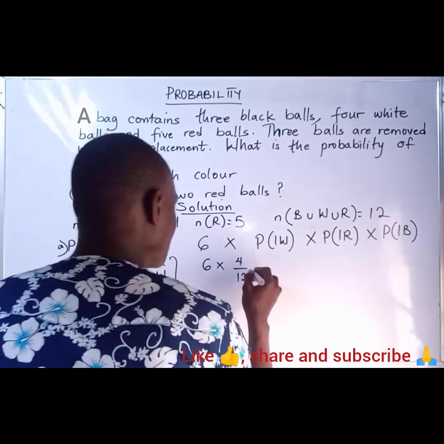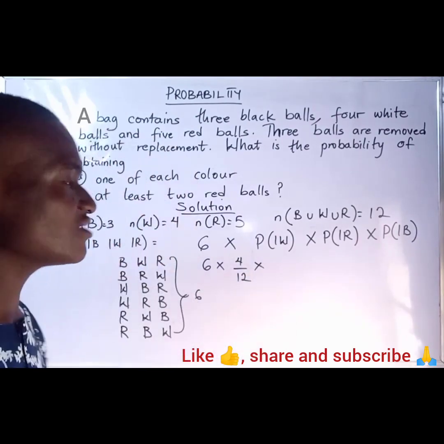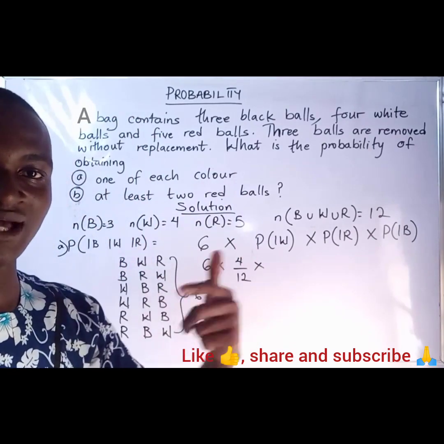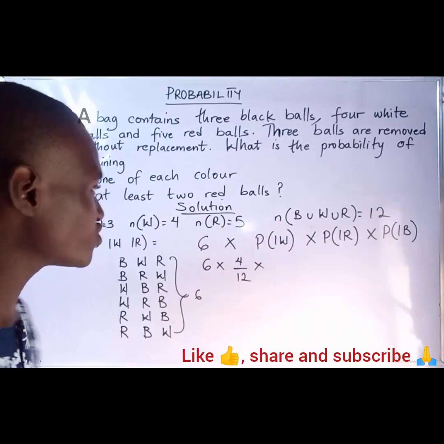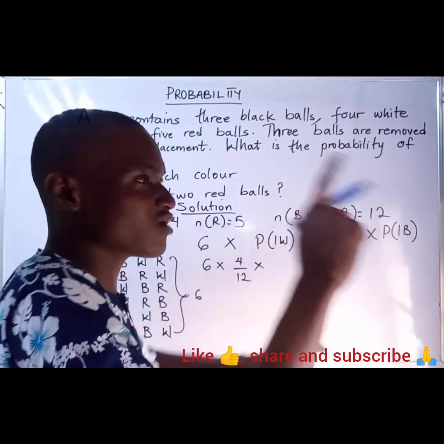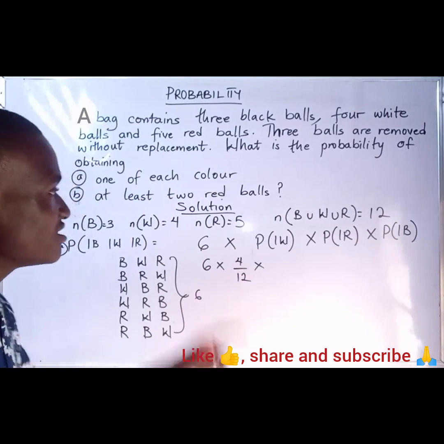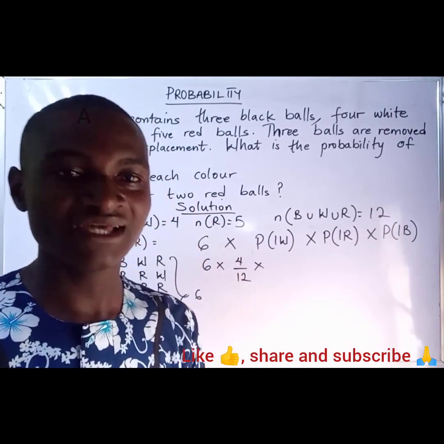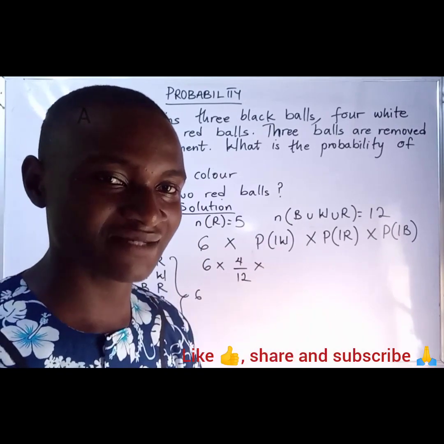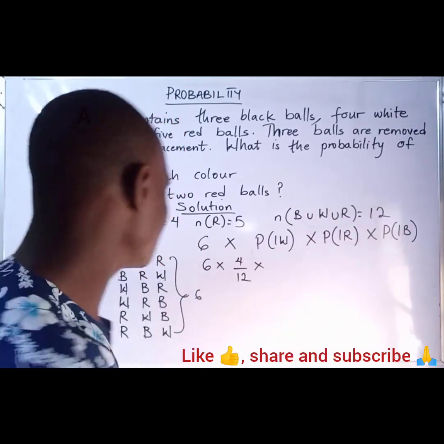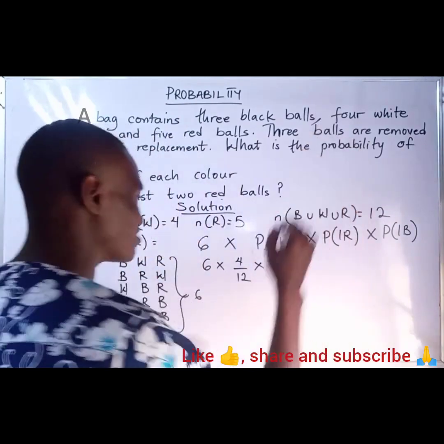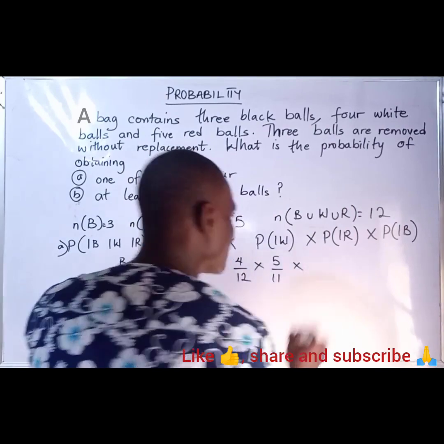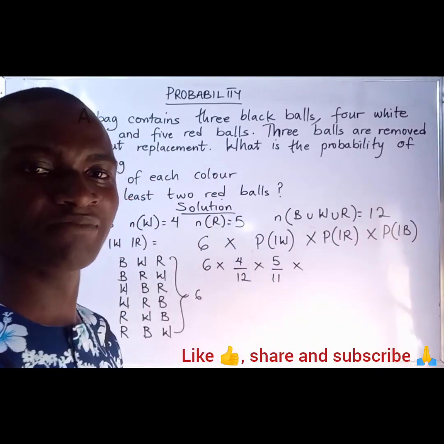Now, after picking the white ball, the probability of picking one red, don't forget that since one ball had been taken, now we are going to be left with 11 balls. What is now the probability of picking one red out of these 11 balls? Remember that we have not picked any red ball before, and for this reason, the number of red balls that are in that bag should still be 5. And that is why the probability of picking one red out of that is going to be 5 out of 11.